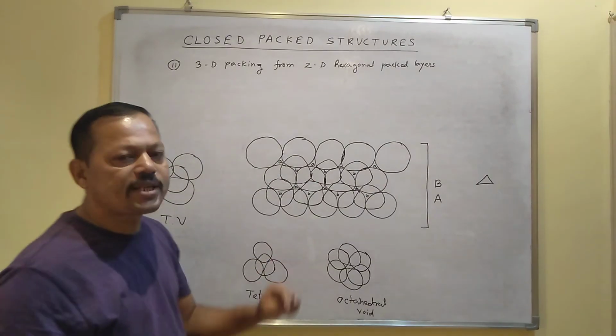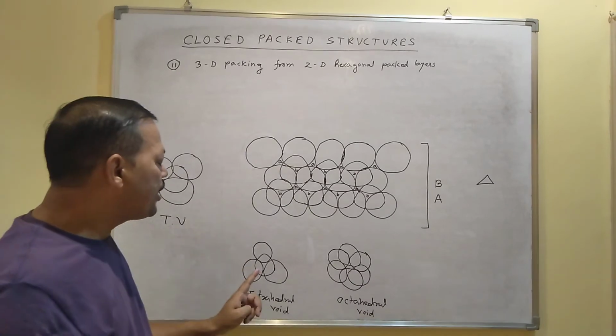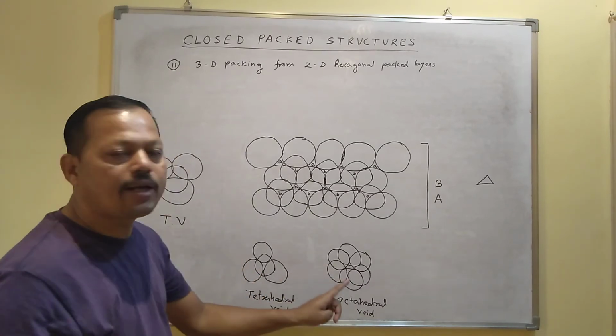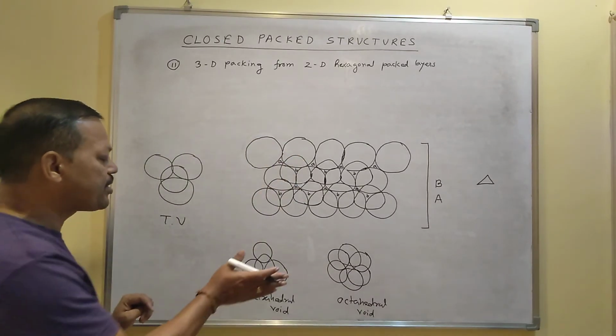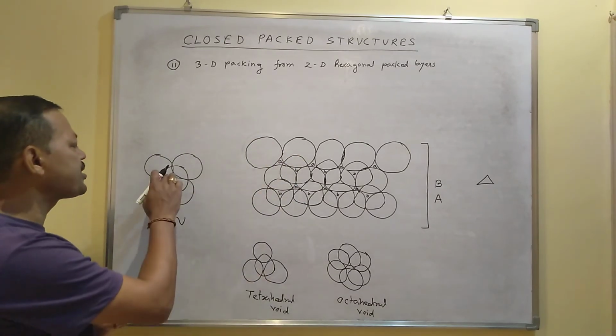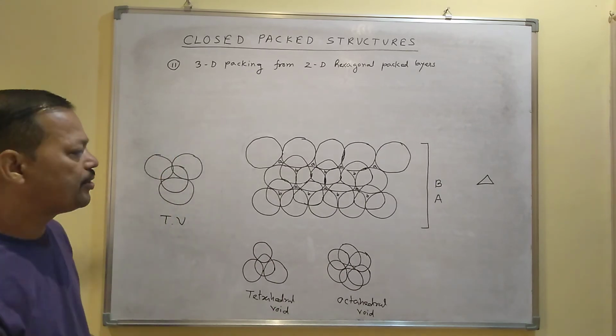So after placing the second layer, mainly you will get two types of void, tetrahedral void and octahedral void. But two types of tetrahedral voids are generated. Some tetrahedral voids are covered by a particle and some tetrahedral voids are uncovered.